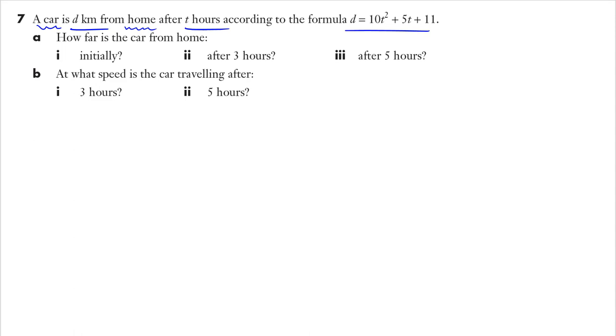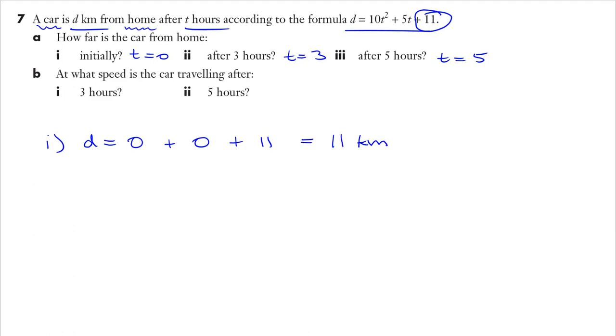And so this function is going to tell us by substituting t in how far away we get from this origin. So question A, how far is the car initially? So that will be t equals 0, after 3 hours and after 5 hours. So we're just substituting those values into the equation. So t equals 0. We're going to get 10 lots of 0 squared, which is 0, plus 5 lots of 0, which is 0, plus 11. Initially, the constant term in any equation is always the value that we'll end up with. So in this case, at time equals 0, this car is 11 kilometres from home.